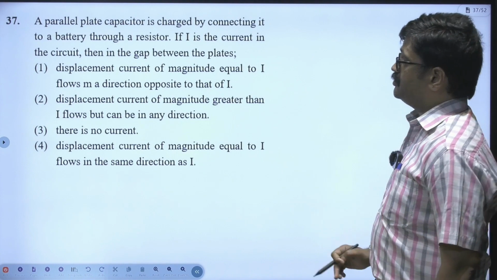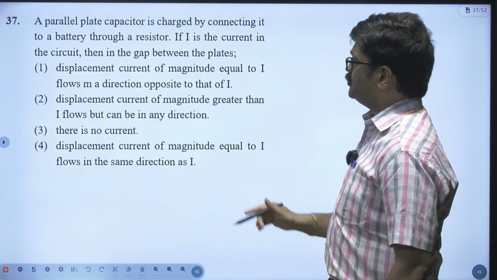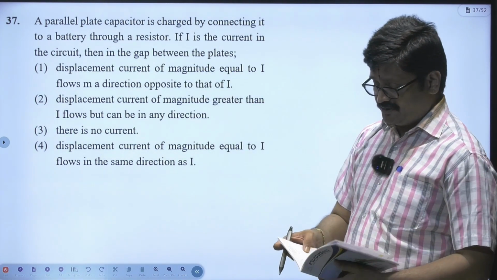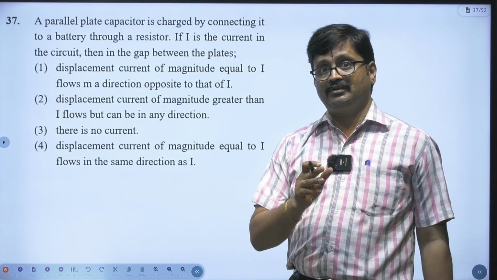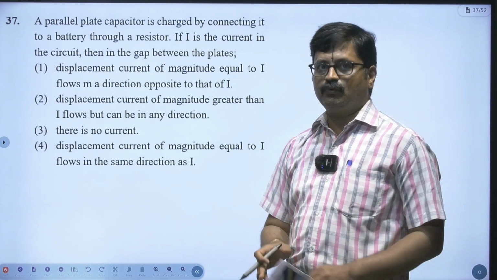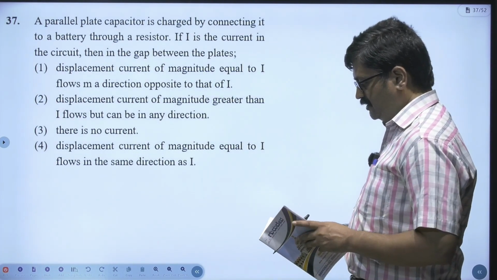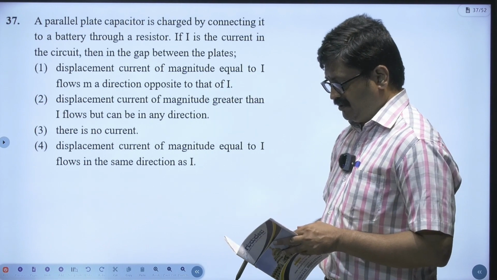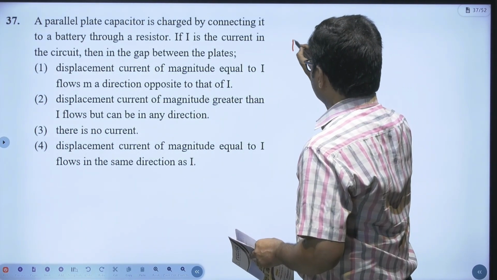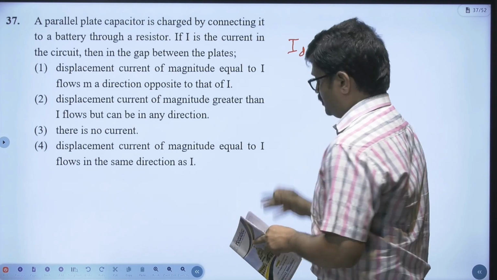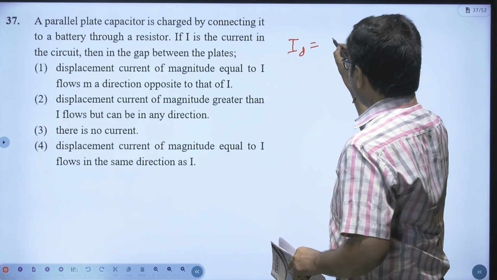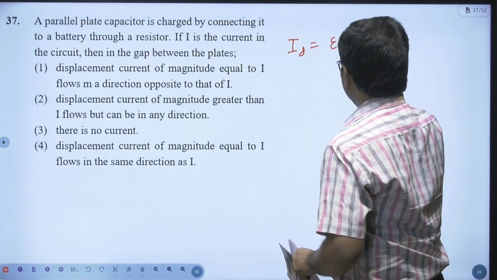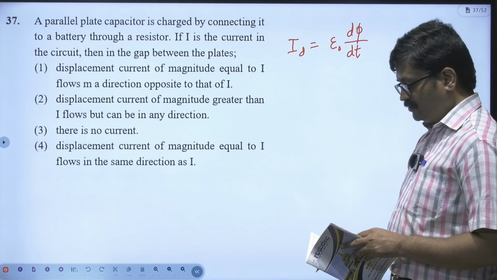Now the 37th question. A parallel plate capacitor is charged by connecting it to a battery through a resistor. If I is the current in the circuit, then the gap between the plates is how much, they are asking. Now this question is based on displacement current. Over here, as we can see, a parallel plate capacitor is being charged, is it not? So it is very clearly given. The displacement current produced in this case, ID, would be equal to what? I can say epsilon naught into d phi by dt. So this is the displacement current.